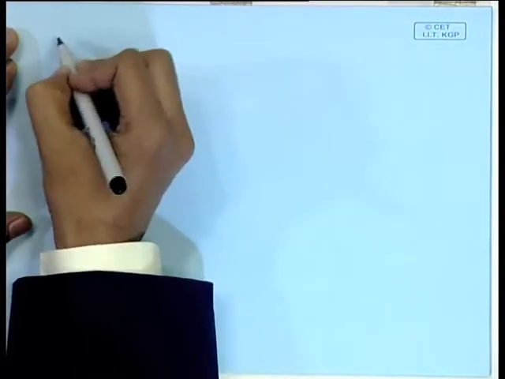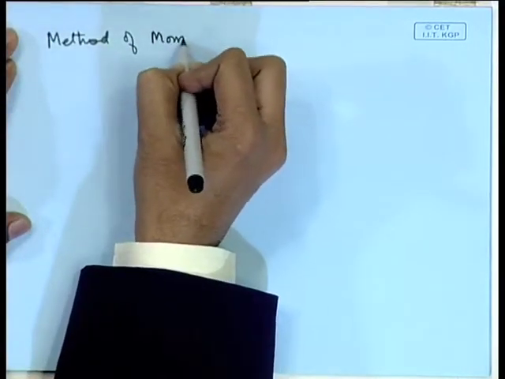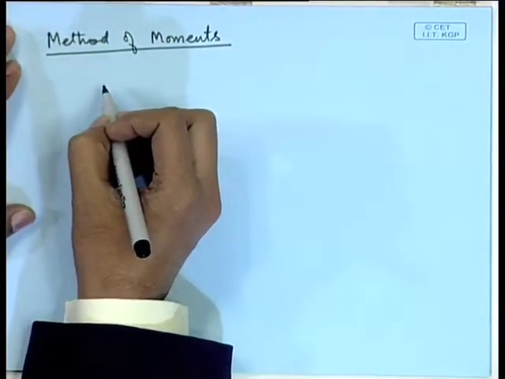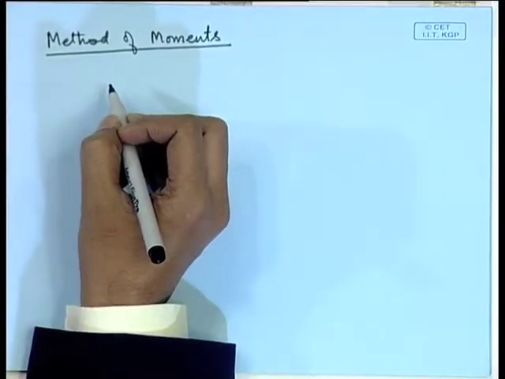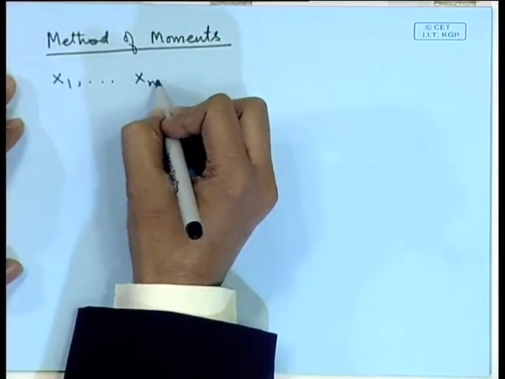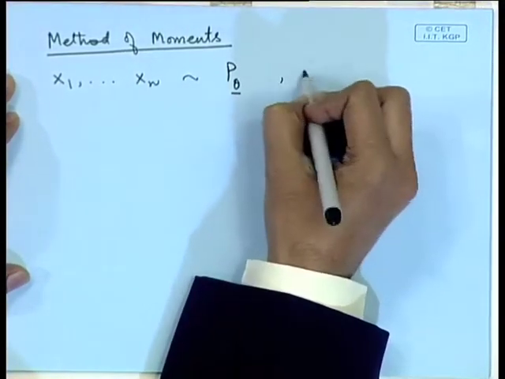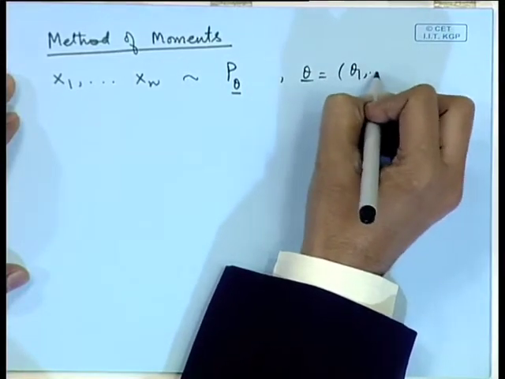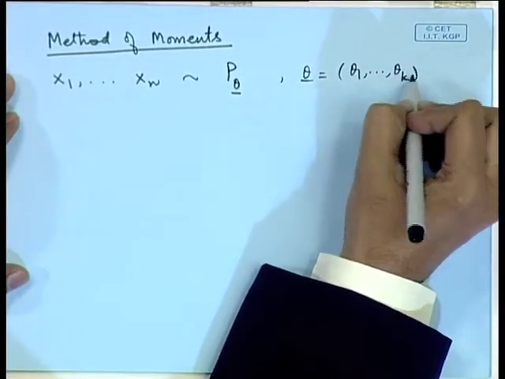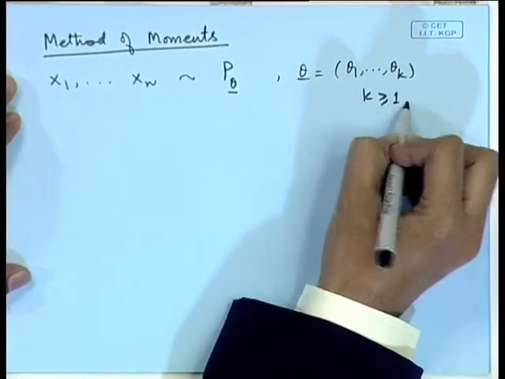Next, we consider the method of moments. This is attributed to Karl Pearson. The model is as follows. If we have a random sample, say x_1, x_2, ..., x_n from a population with parameter theta. So, theta may be in general one dimensional, two dimensional or k dimensional. So, here k is greater than or equal to 1.